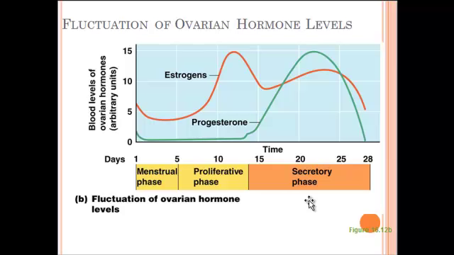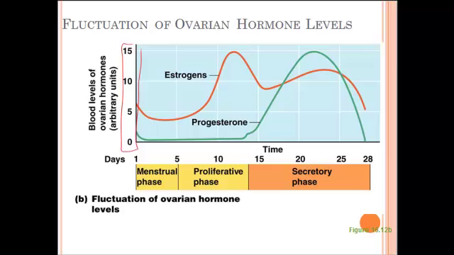Here's the menstrual cycle, looking at estrogens and progesterones, the rising and falling of these two hormones. Day one is the first day of menstruation, and that's how they determine that first day. You can see the blood levels of these ovarian hormones here on the y-axis. At this point, estrogen and progesterone are pretty low, and the endometrium is being sloughed off and released.